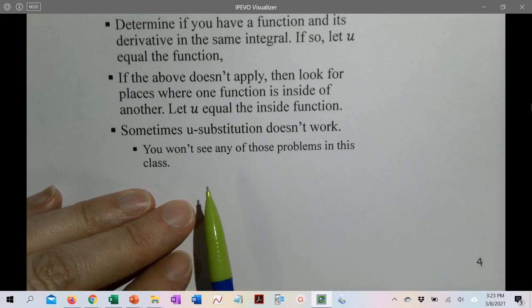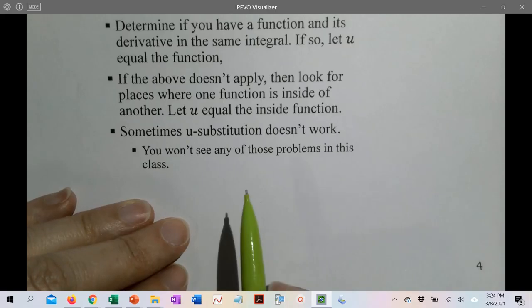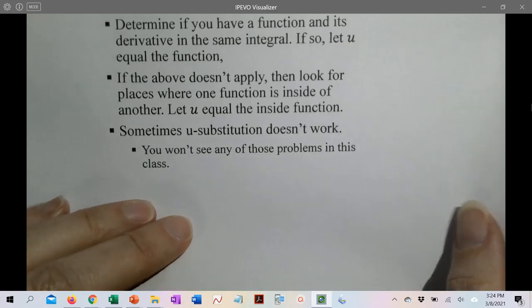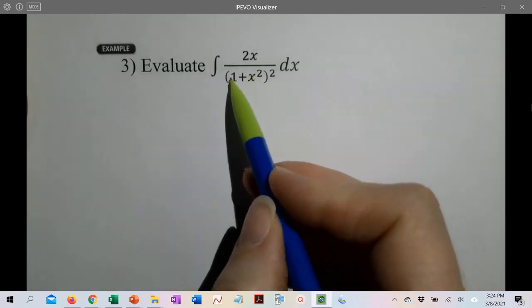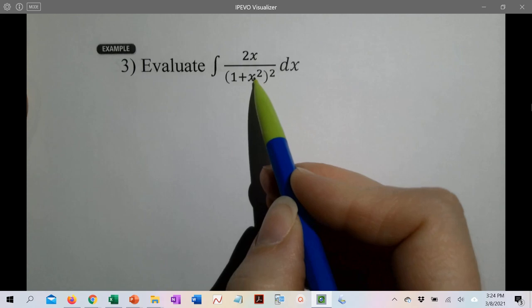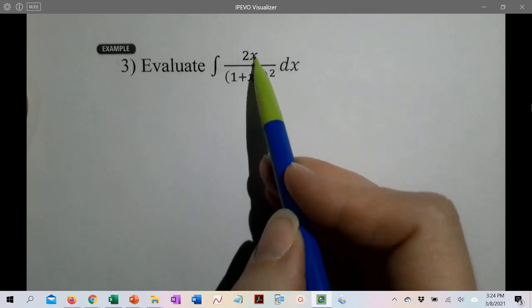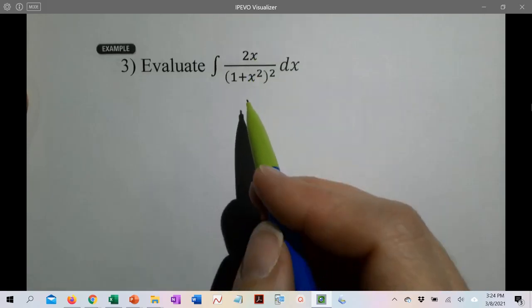Now, I'm not going to give you any problems and ask you to do u substitution where u substitution doesn't work. But in life, in calculus, there are some times when you have to try a different technique. So for number 3, you can probably see that the derivative of this 1 plus x squared is 2x. So we have another situation where we have a function and its derivative within the same integral. And so that's a clue that we're going to use u substitution.